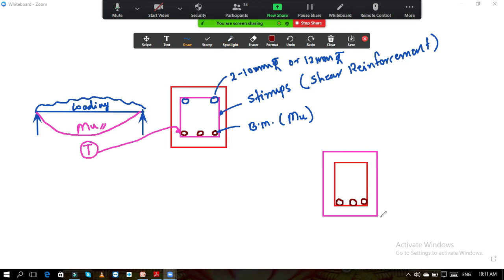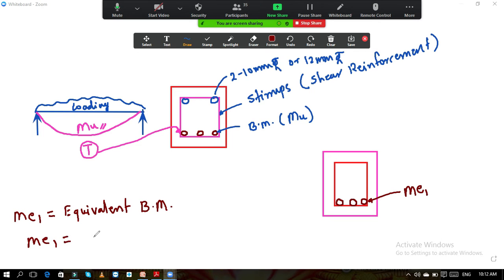Now in this case, for shear and torsion, these 3 bars are designed for the bending moment Me1. This Me1 is called the equivalent bending moment. I will write it here: Me1, the equivalent bending moment, and from this Me1 these 3 bars are designed. And how do we calculate Me1? The formula is Me1 equal to Mu plus Mt, where Mu is your bending moment.